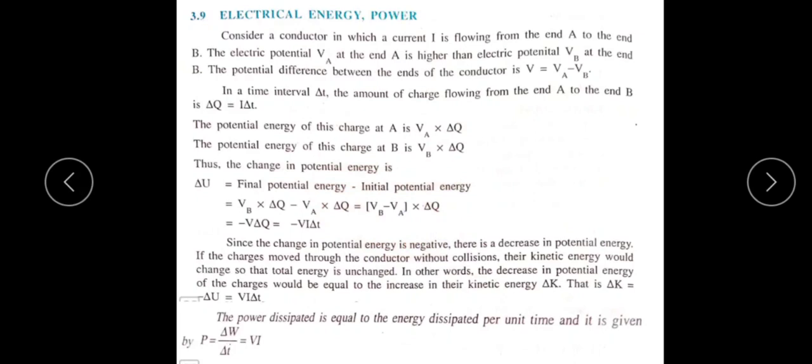Now see here, Vb minus Va. We can take this as a potential difference. The potential difference V can be written as Va minus Vb. But we now have Vb minus Va, so this can be taken as minus V. Hence, in place of Vb minus Va, take minus V, and keep delta Q as it is. So the above equation becomes minus V, and in place of delta Q substitute the value, that is, minus V into I into delta T.